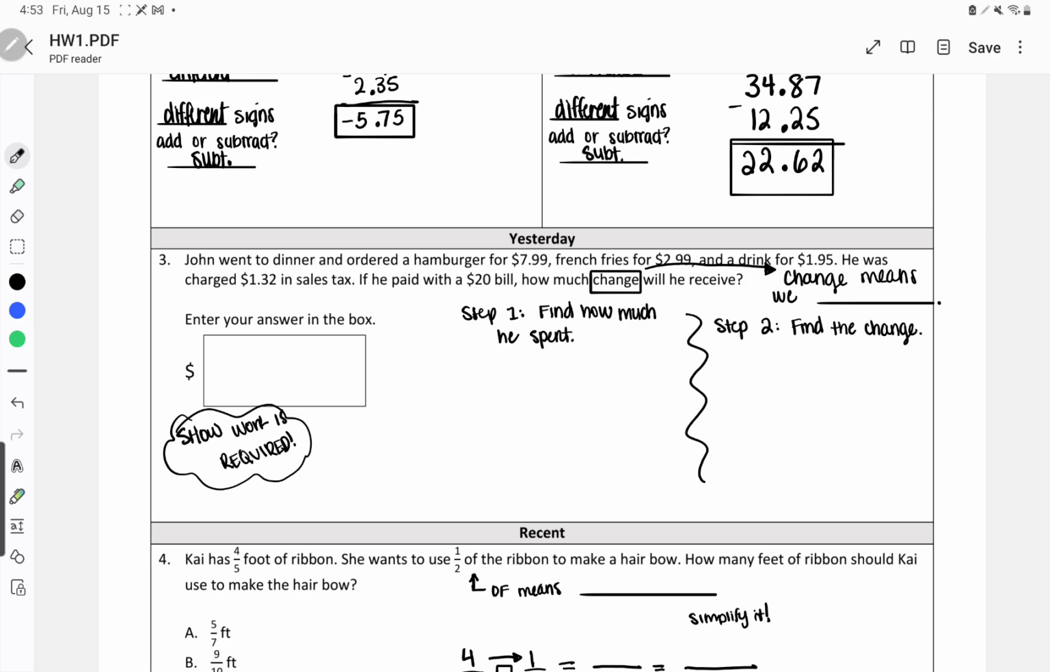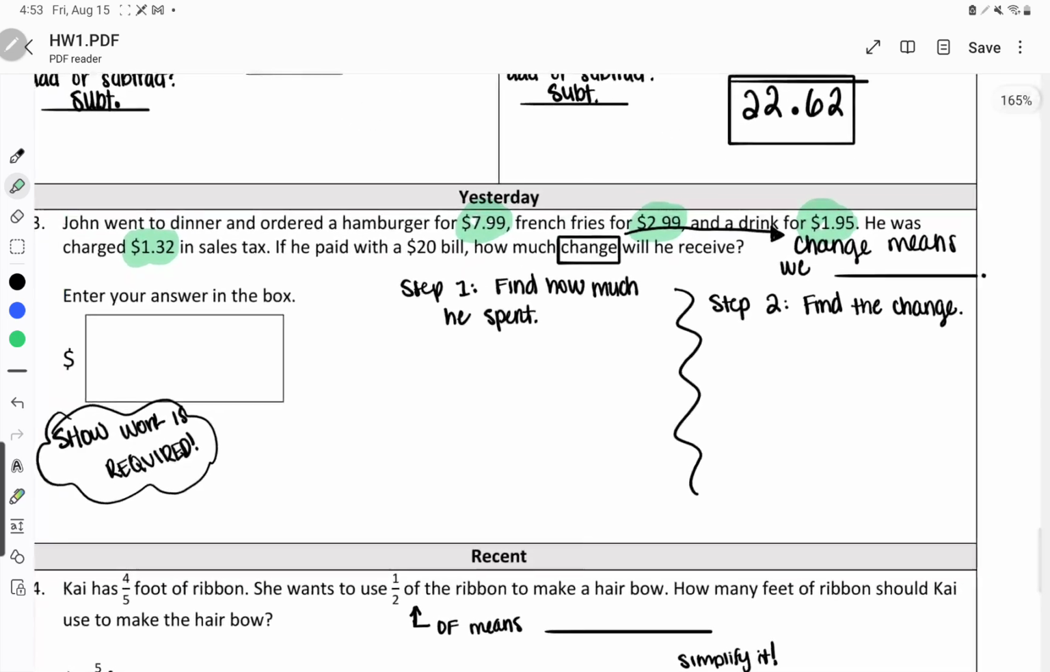So step one is to figure out how much he spent. We know that he bought a hamburger for $7.99, French fries for $2.99, and a drink for $1.95. But that's not all. He was also charged sales tax. Sales tax adds to our total, okay? They are increasing the cost of something when they tax it. So we also have to include the tax when we figure out how much he spent.